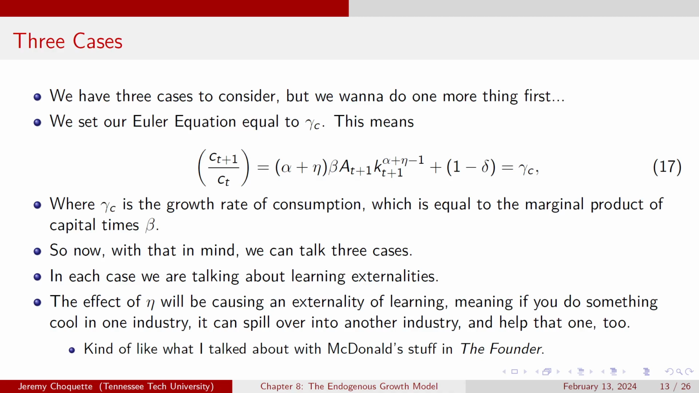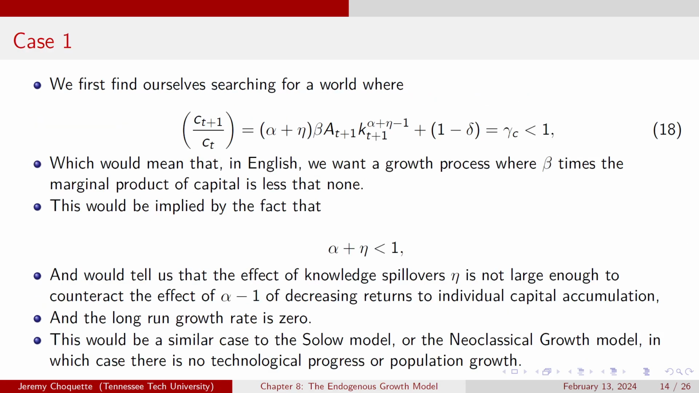The effect of that eta term is going to cause us an externality of learning, meaning you do something cool in one industry, another industry can adopt it, and it can help that one too. Like I was talking about with McDonald's and The Founder. Great movie. If you haven't watched The Founder, you definitely need to go watch it. It's really awesome, really interesting movie. Anyways, now we're first going to find ourselves searching for a world where the growth rate of consumption is less than 1.